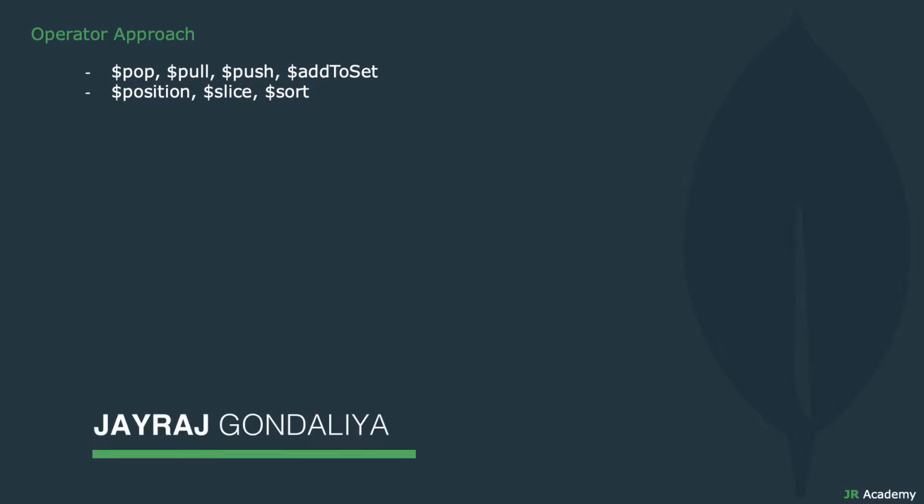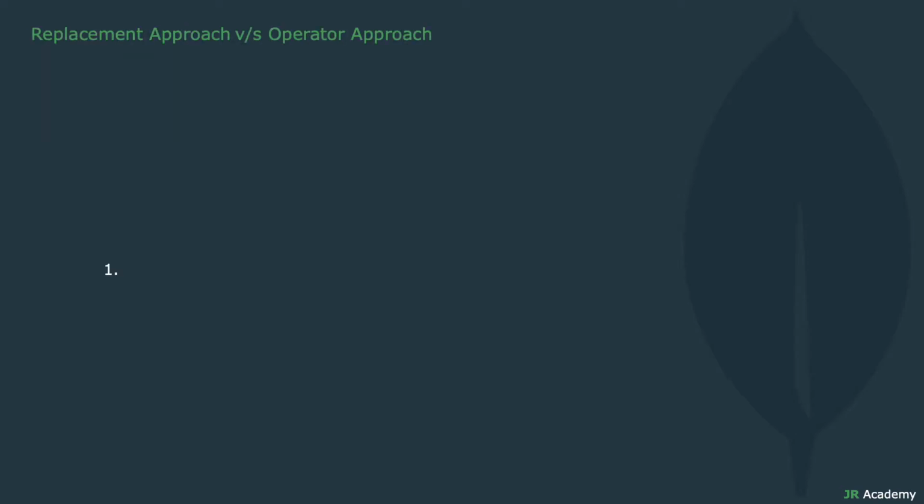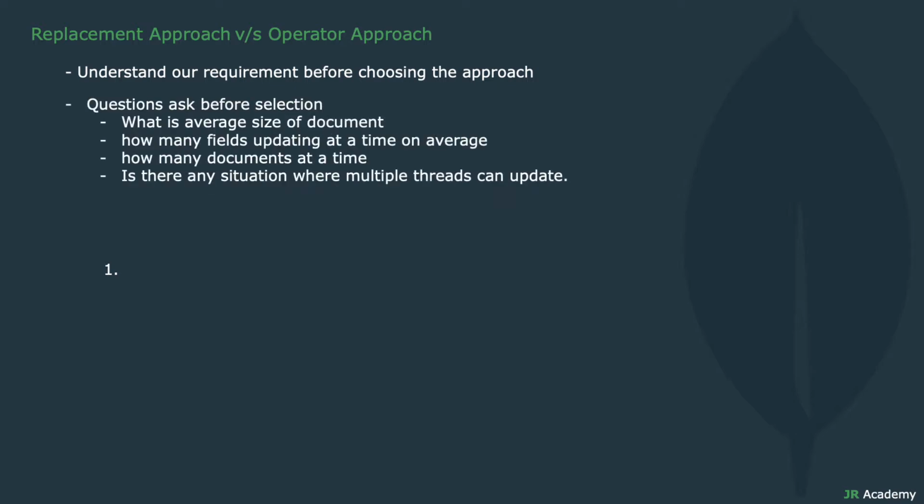So moving ahead, after this discussion of all the operators and after the discussion of our first approach where we are using replacement, one question that comes to mind is which approach we should use for the update operation. Should we go with the replacement approach or the operators approach? To answer this, I would say we should understand our requirement before choosing the approach. That means, according to our use case, what kind of update operations we need, what is the average size of a document, how many fields and how many documents at a time we are updating, or whether there are any threads that we are updating simultaneously. By considering all these factors, we can choose.